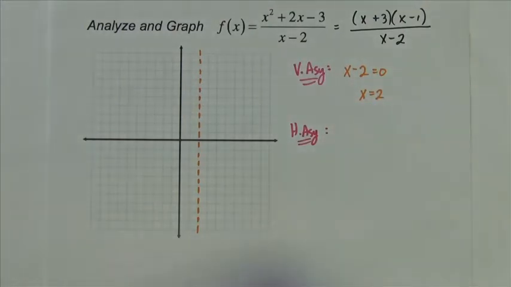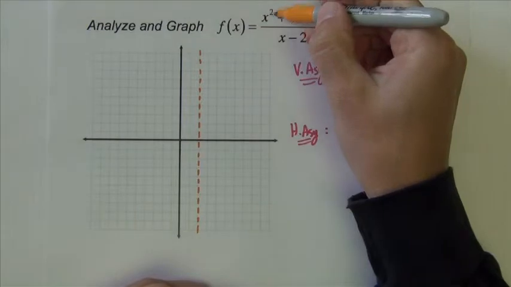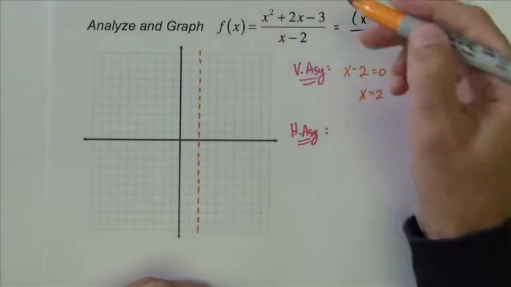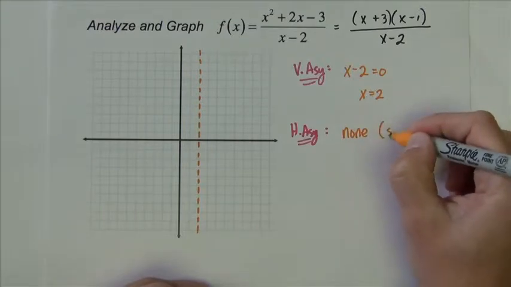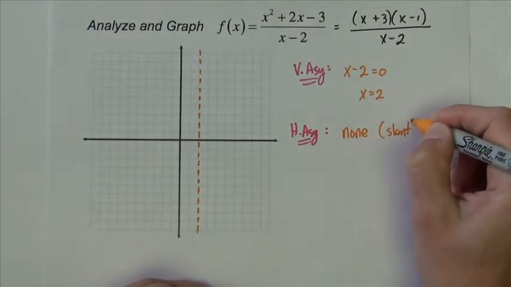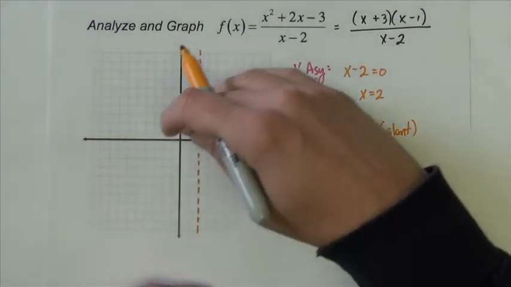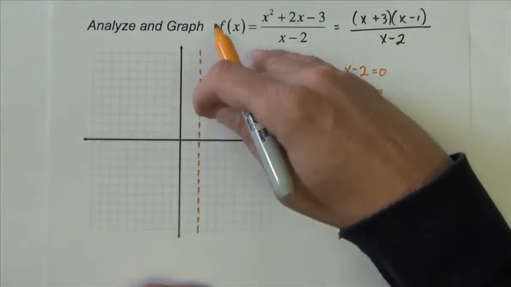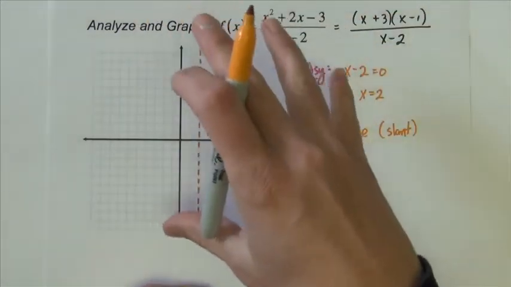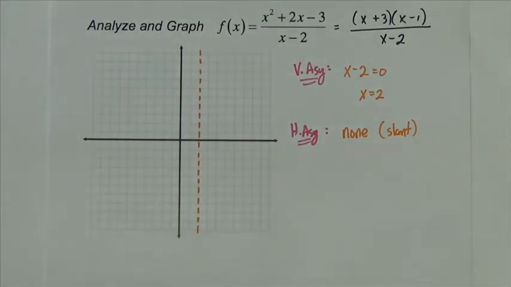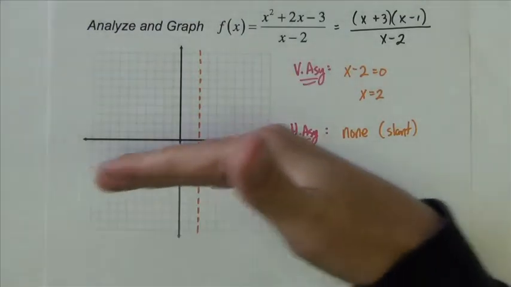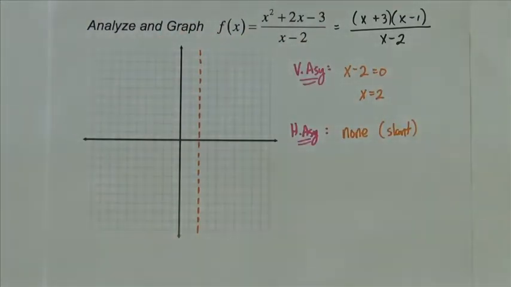And now for the horizontal, we're looking at the powers of x on top and bottom. Notice that I have an x squared on top and an x to the first on bottom, so it's bigger on top than on bottom. So this means there's no horizontal asymptote. There is actually a slant asymptote, somewhere coming through here, which would bound the movement of the graph, and I'm not going to go over how to find that at this point in the course. But that's what's really happening in that instance. So we're not going to draw any horizontal asymptote on this graph.